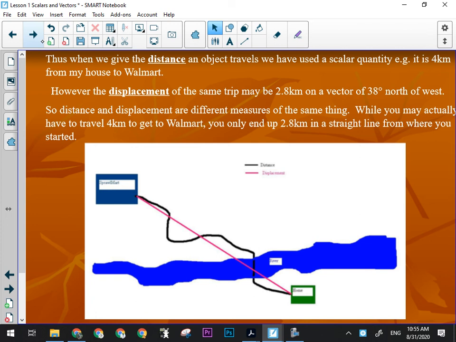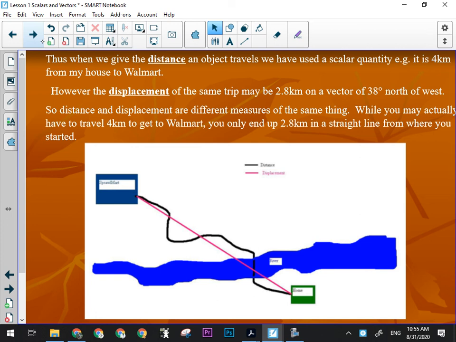Well, the road doesn't go in a straight line. So I've got to follow the road out of my neighborhood, and I've got to go across the river on the bridge, and then I've got to make some turns and follow Southridge Drive and whatever else, and finally get there. When I get there, the distance I have traveled is represented by this black squiggly line. It's how far I actually had to go to get there. That can't have a direction because I changed directions a whole bunch of times along that black line. Is everybody okay with that?